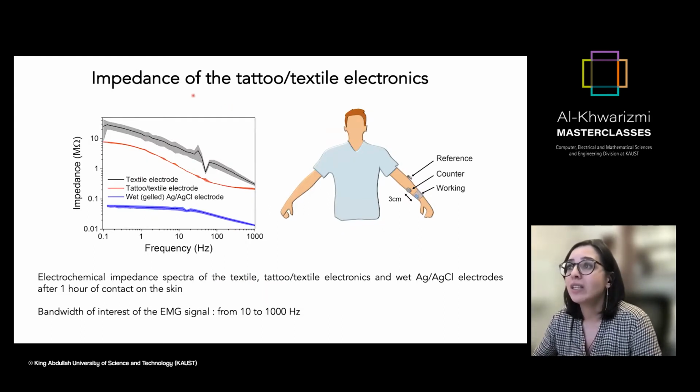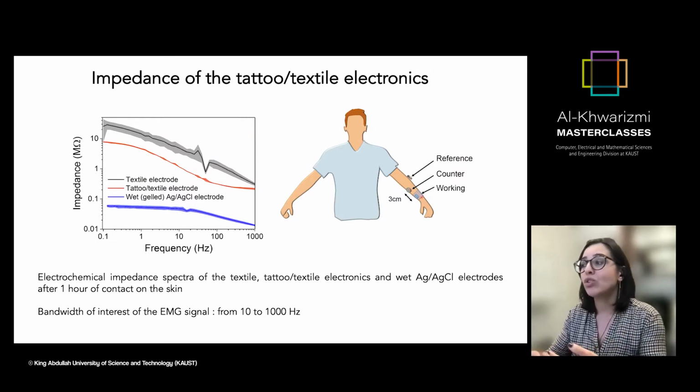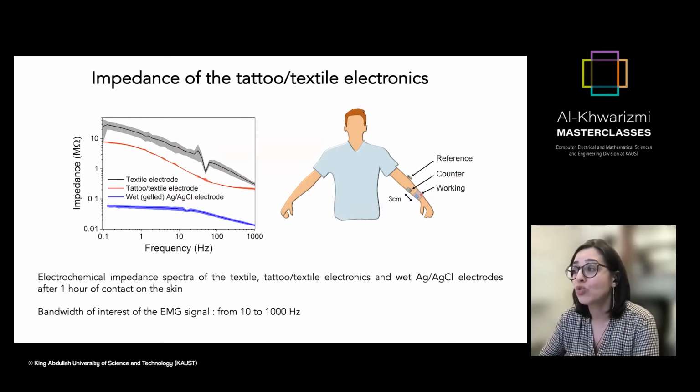Now let's look at the skin impedance of these textile tattoo electronics. And this is how the configuration looks. You use a 3-electrode system. This is your reference, a counter, and your working electrodes. This is the tattoo wrapped with the textile electrodes, and this is the electrochemical impedance over a large frequency range.